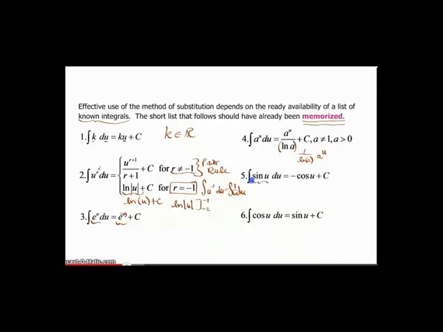What did we take the derivative of to get positive sine for the answer? Well, that was negative cosine. What did we take the derivative of to get positive cosine for the answer? Well, that was positive sine. So knowing the derivative rules and then applying them backwards helps us with these two integral rules. There are 4 additional ones.